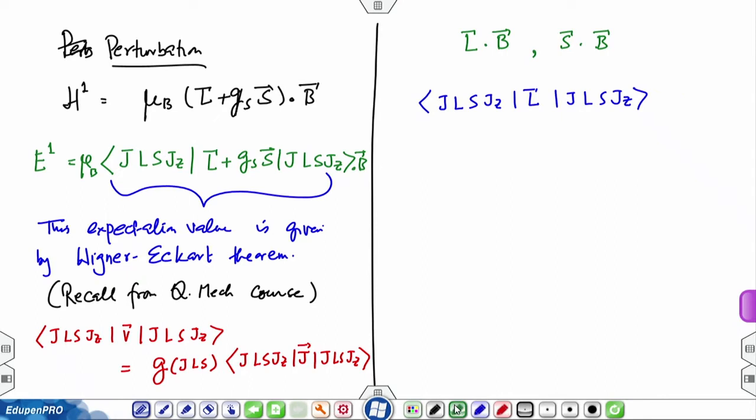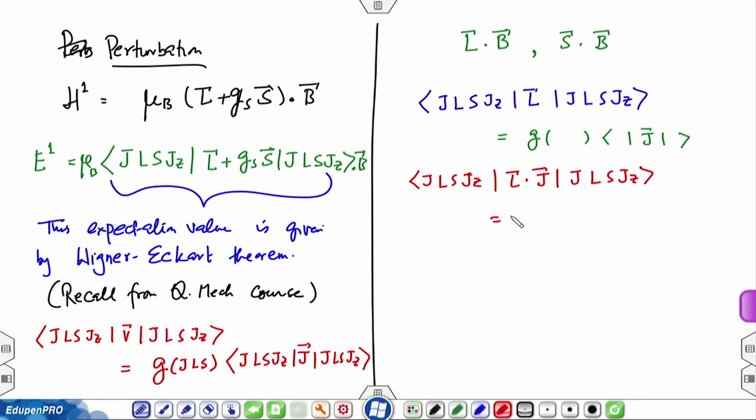So, to do that, this will be equal to some G times the expectation value of J. Let me take the dot product of this, J, L, S, Jz, L dot J. This will give me the value of G. So, this will be equal to whatever some number here times J dot J, and this gives me something here, J, J plus 1.